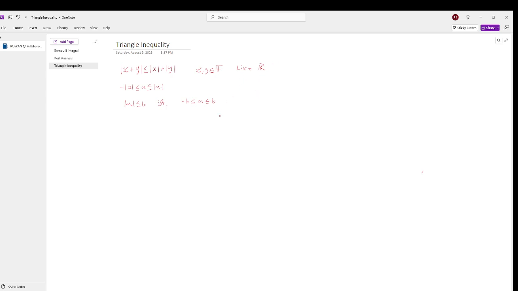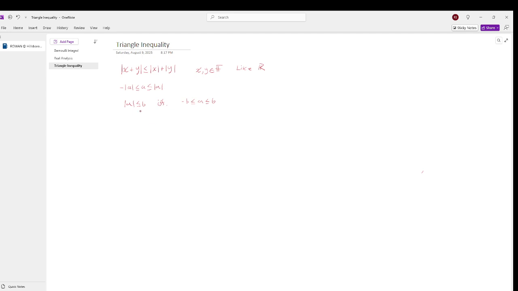So I'm going to use two results here that I'll prove maybe in another video, but you could also try to prove them on your own. This one, actually, that's just a fact, but you could prove this one. This one says that negative absolute value of a is less than or equal to a, which is less than or equal to the absolute value of a. And this result says the absolute value of a is less than or equal to b if and only if negative b is less than or equal to a, which is less than or equal to b.